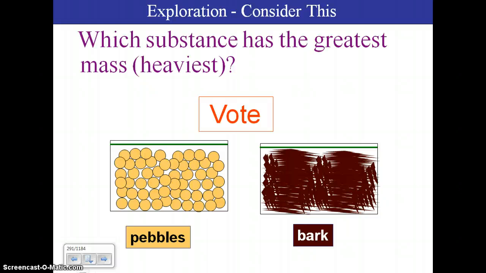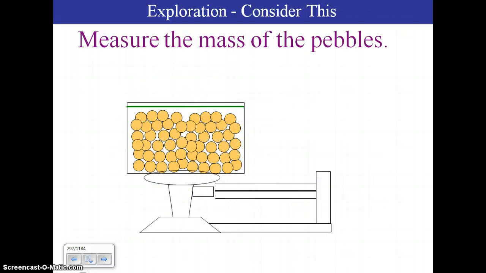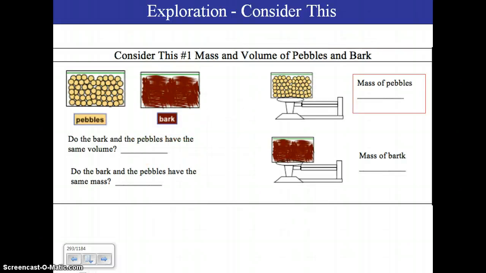What apparatus could we use to measure the mass of the pebbles and the bark? Very good. We can use a triple beam balance, which is sitting on your table. I want you to take your pebbles, put them on the triple beam balance, and measure the mass. We're going to record our mass on page 72 where it says mass of pebbles.